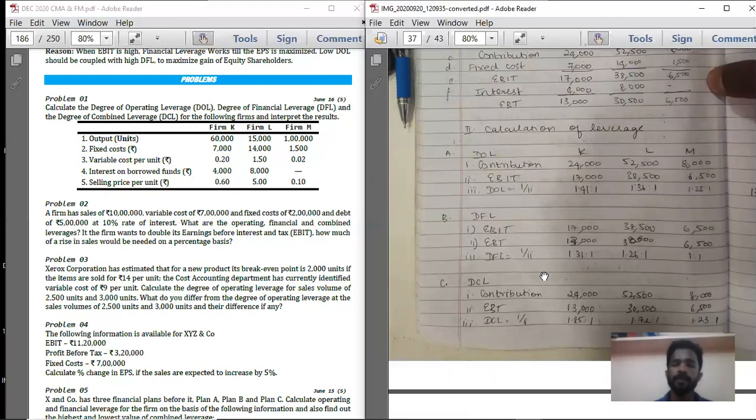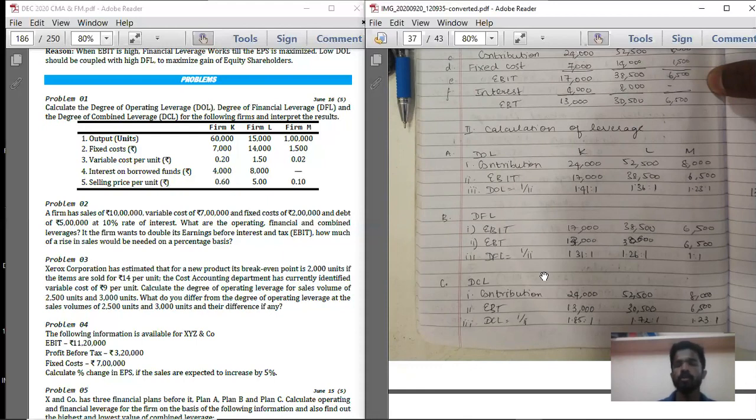Below that, particulars, KLM. Make a 4 column table: first column particulars, second column K, third column L and fourth column M. Below that particulars, capital A, DOL, that is degree of operating leverage.